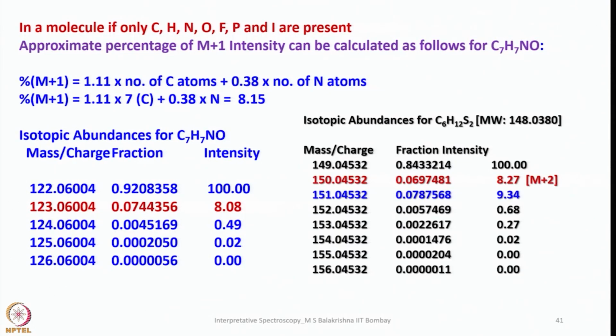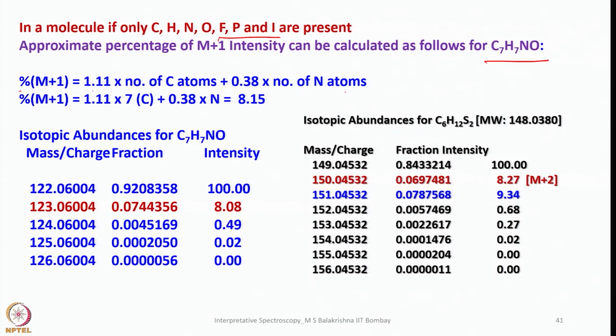So now in a molecule, if only C, H, N, O, F, P and I are present, the approximate percentage of M+1 intensity can be calculated as follows. For the same molecule we are considering, with unit mass of 121, in absence of any of these low abundant isotopes. For example, if you consider percentage M+1, 1.11 times the number of carbon atoms plus 0.38 times the number of nitrogen atoms should be considered.